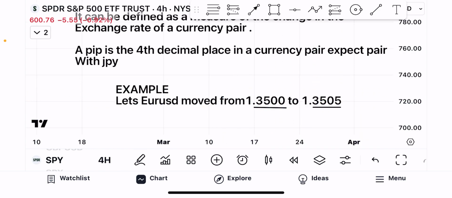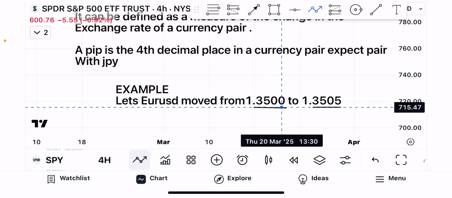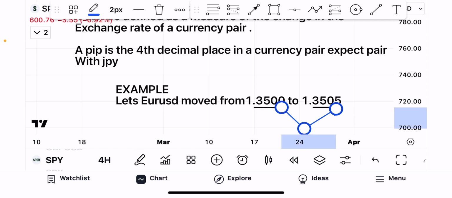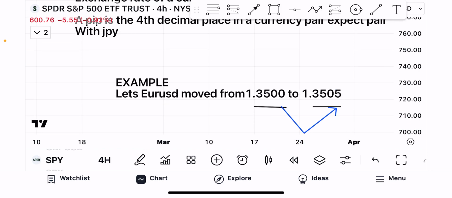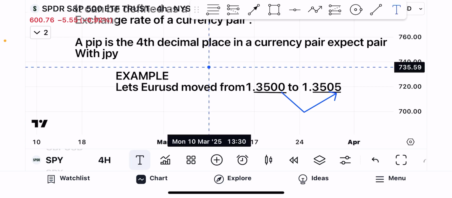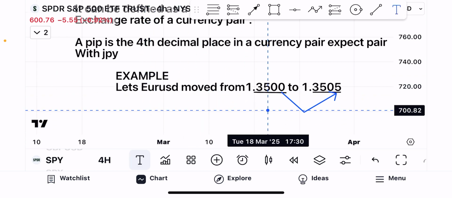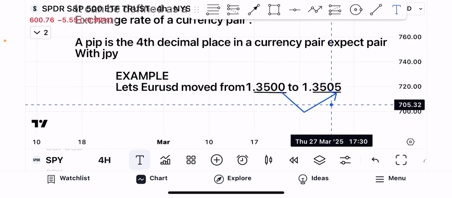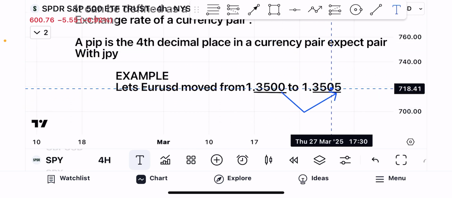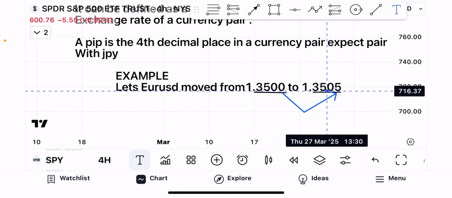Understand? And remember we said the fourth point is the pip of the market. So simple, since we are trying to find out how much this moved, what we should just do is 3505 minus 3500. It shouldn't be a big deal. Just subtract your entry from your take profit, and it will give you a number. That number is your pip. So the difference between those two numbers is your pip.